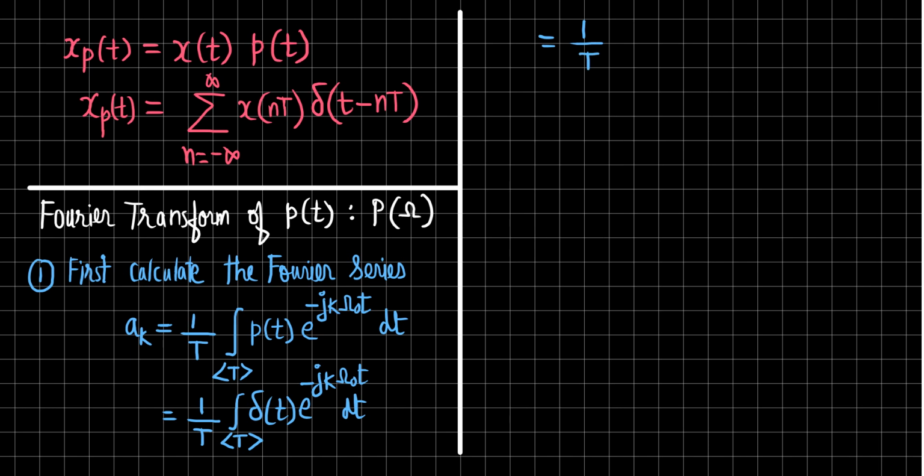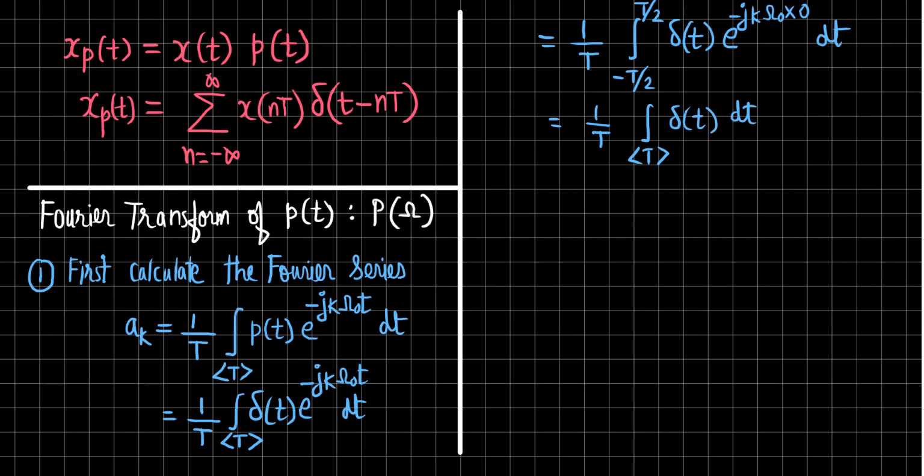So this is going to be equal to 1 upon T, integration over a period of capital T. I am taking the interval, let's suppose, from minus T by 2 to T by 2. You can take any such period. It's going to be del of t e power minus jk omega naught times 0 dt. So that is equal to 1 upon T, integration over a period capital T of del t dt. And we know from the definition of the impulse function, the area under the impulse is 1, so this is going to be 1 upon capital T.